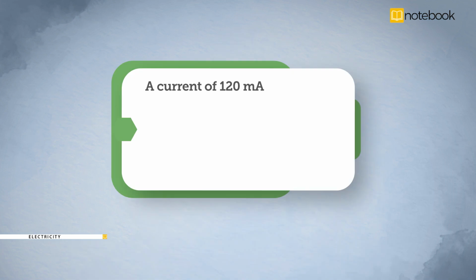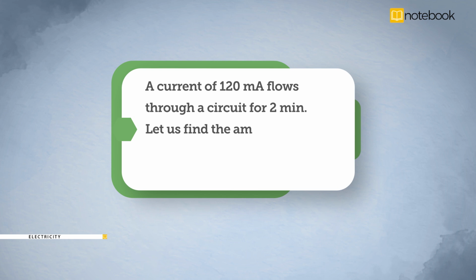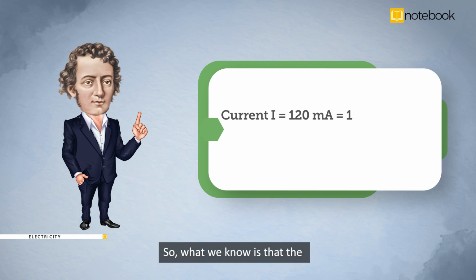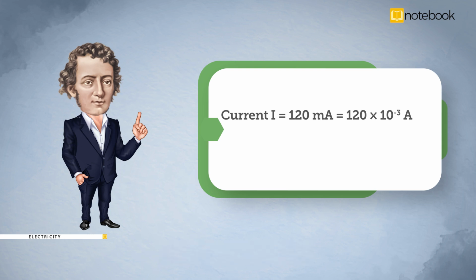Suppose a current of 120 mA flows through a circuit for 2 minutes. Let us find the amount of charge that flows through the circuit. So, what we know is that the current I is equal to 120 mA is equal to 120 into 10 to the power minus 3 A. The time t is equal to 2 minutes is equal to 2 into 60 is equal to 120 seconds.